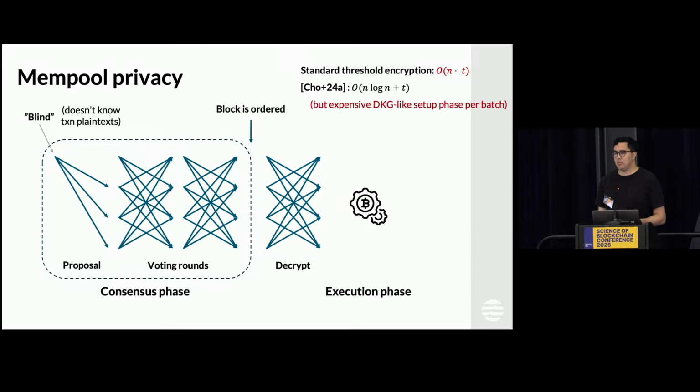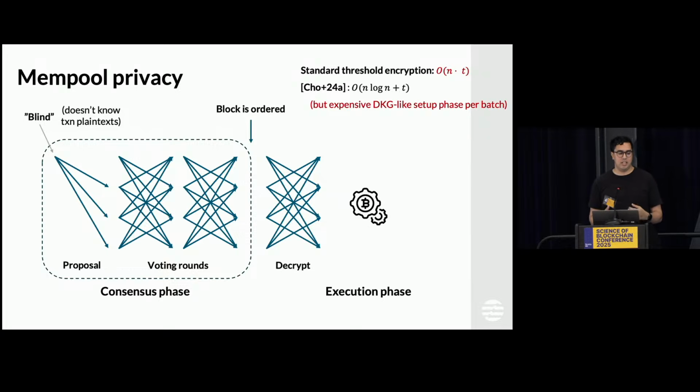But the problem with this work is that, as far as I know, it's essentially a theoretical work, because the trade-off for this very fast online decryption phase is an expensive offline DKG-like protocol. And this DKG, so what's wrong with the DKG? Nothing's wrong with the DKG, but they're expensive.